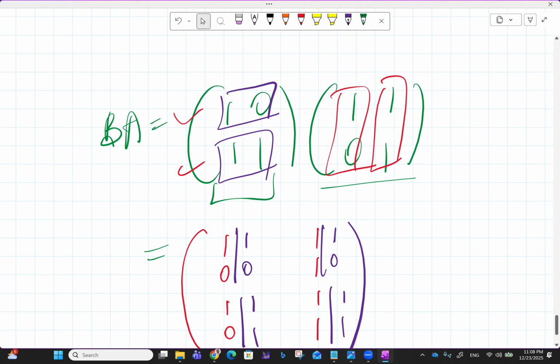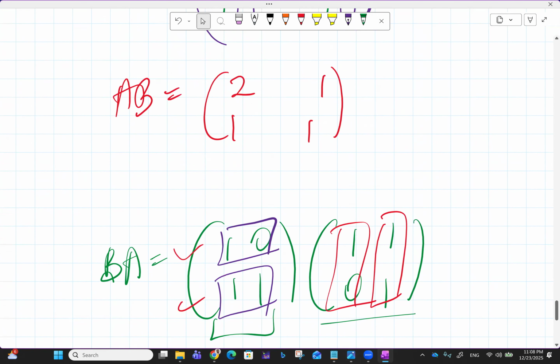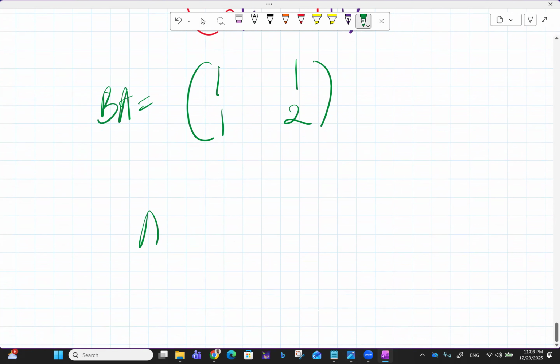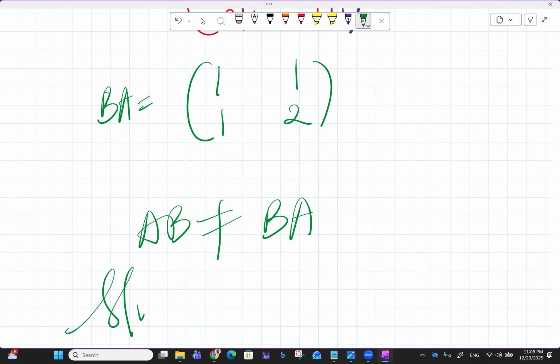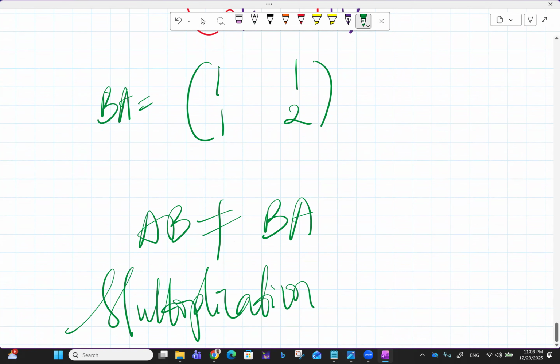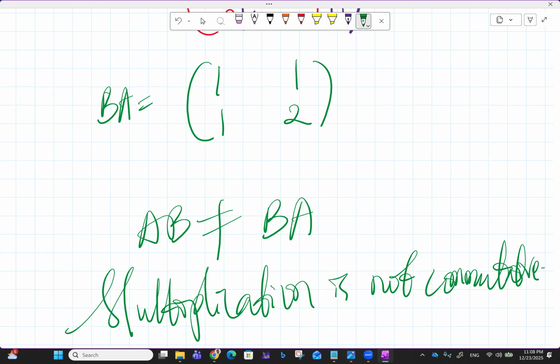So you can see now that AB is [[2,1],[1,1]], whereas BA is [[1,1],[2,1]]. So you see that AB is not equal to BA. And that is why we conclude that, since AB is not equal to BA, multiplication is not commutative.